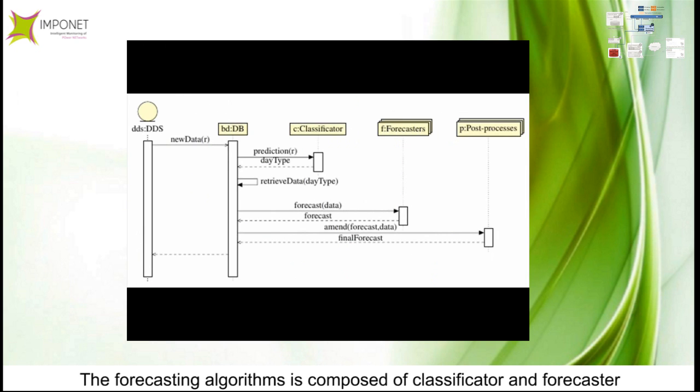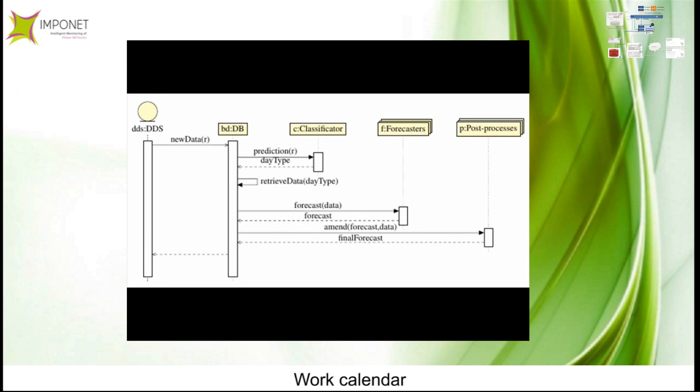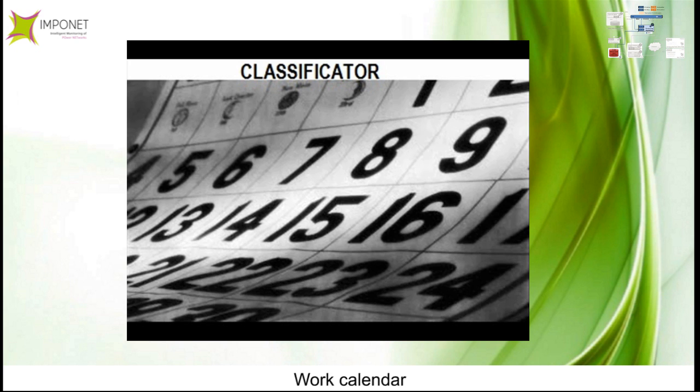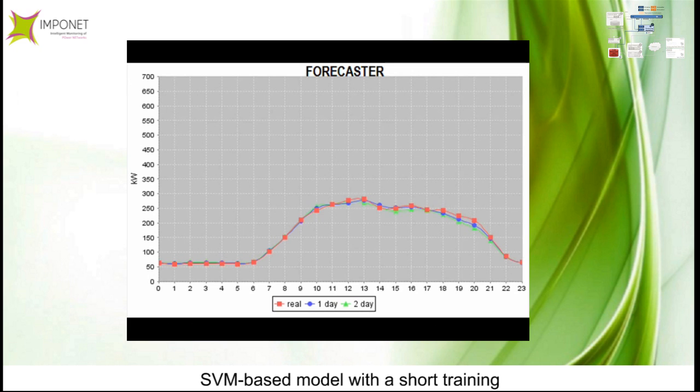The overall methodology is composed of two parts: classifier and forecasters. On one hand, we receive MDM energy data through the DDS bus and store it in memory. Through the classifier, we get the type of day and we infer its information. This provides the forecast for the next 24 and 48 hours. If the work calendar is available, this is the best classifier to know what type of day to predict next. We use an SVM-based model with a short training. The speed at which the model works is high, allowing the algorithm to adapt quickly to changes in consumption.